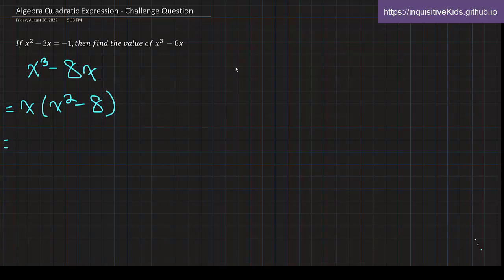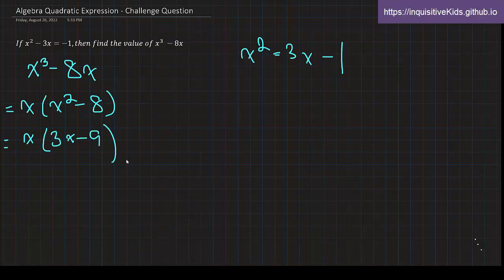X squared, if we add 3x on both sides, we have x squared is equal to 3x minus 1. And this is another form of reducing the power of x, because every single time we have x squared now, we can replace that with 3x minus 1, where the x only has 1 as its index. So if we replace x squared with 3x minus 1, we get 3x minus 9. So here we're going to pause and then go back to this equation again.